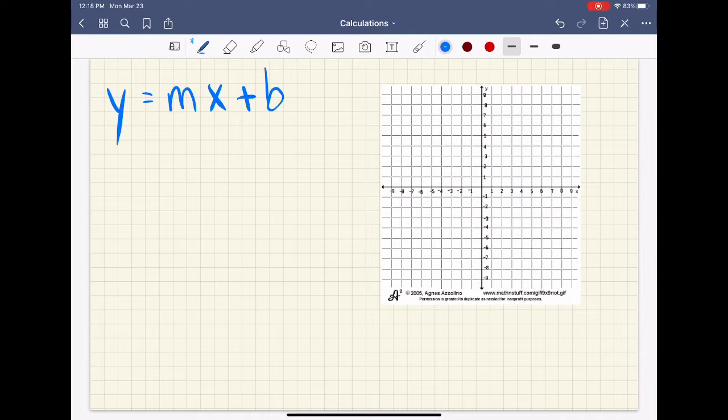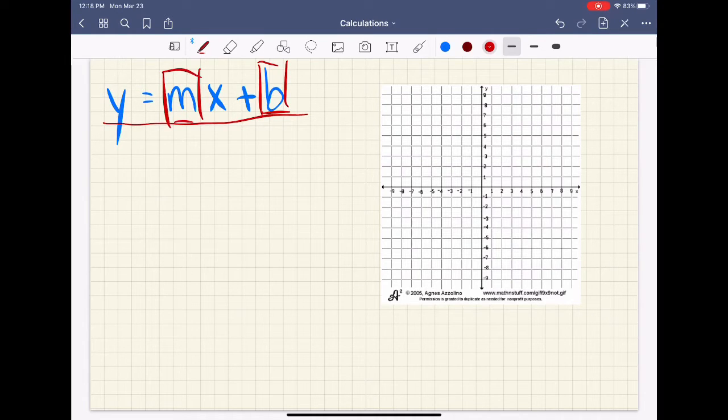Okay, so here we have an equation in what's called slope-intercept form. And the reason we try to manipulate equations so that they end up in this format is that once we get the equation in this form, it's super easy to graph because we know the y-intercept, which is a point, and we know the slope.